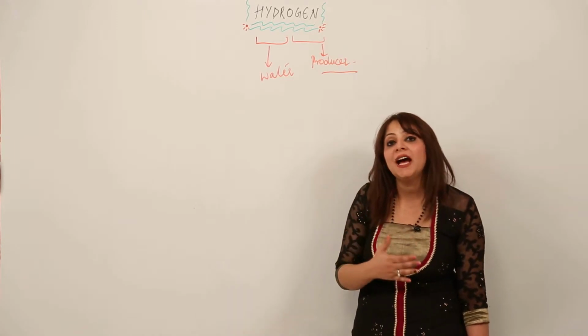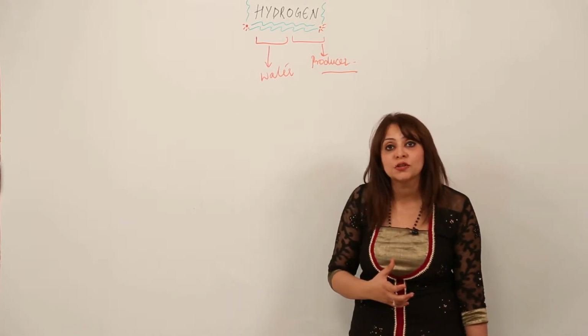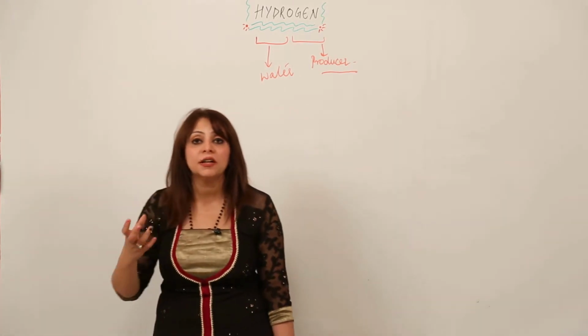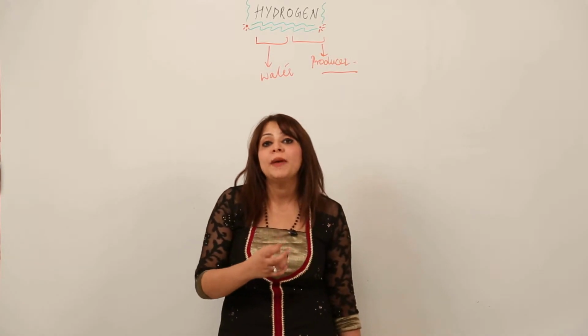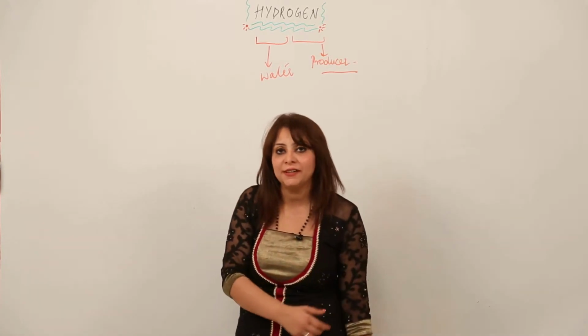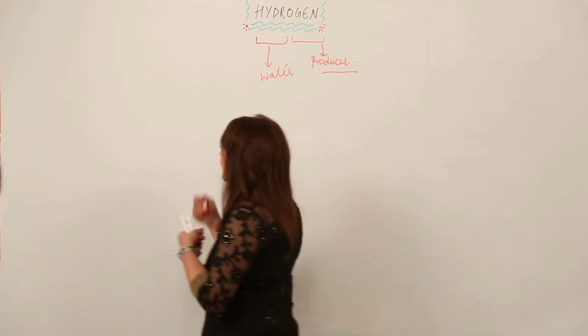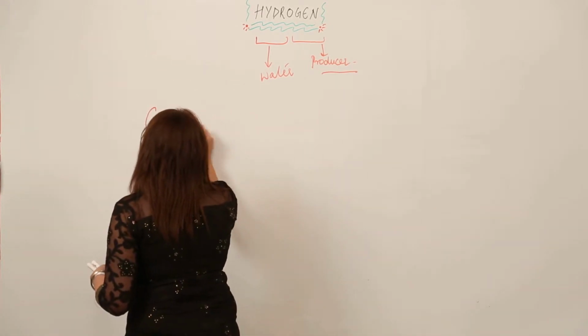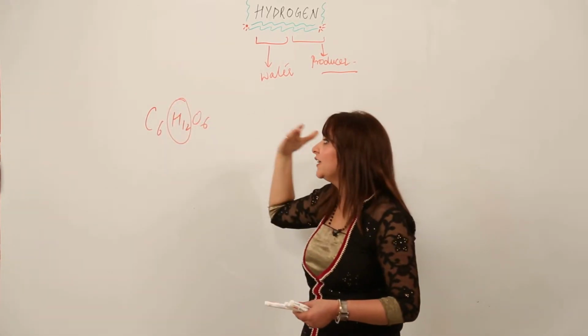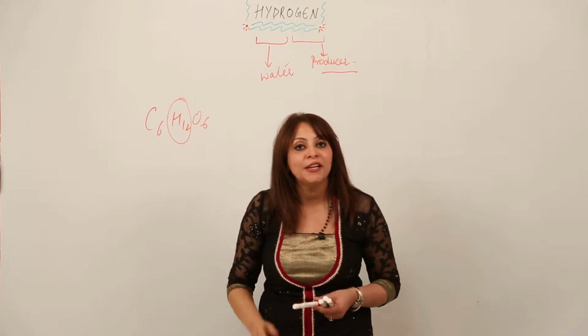And moreover, we get hydrogen in plants and animals also, right? It is a component or constituent of many organic compounds as well, like carbohydrates and proteins. What is carbohydrate basically? It is C6H12O6. So that means it carries hydrogen, so in it the hydrogen occurs in a combined form.